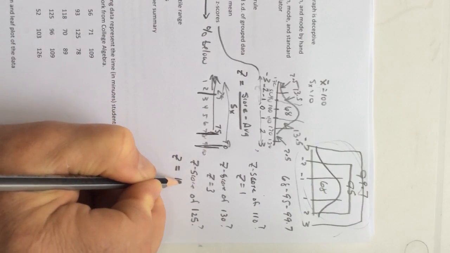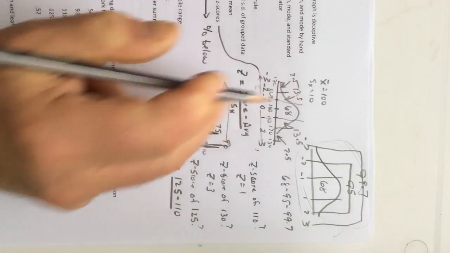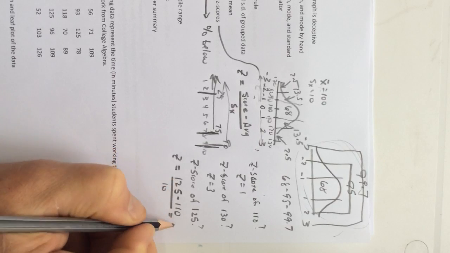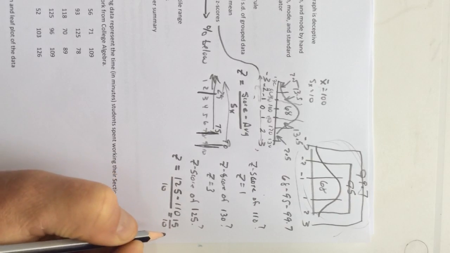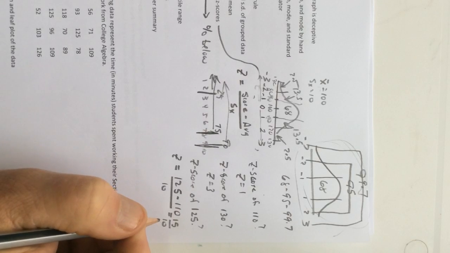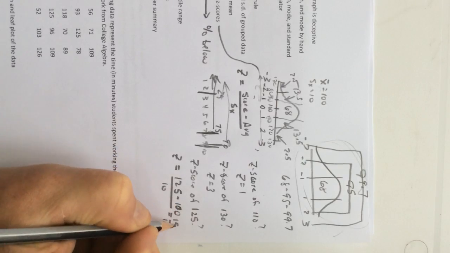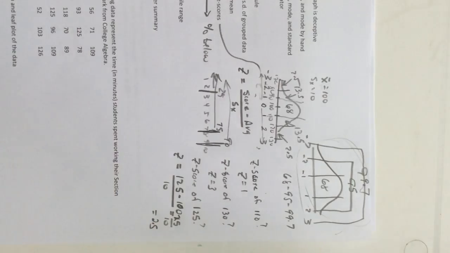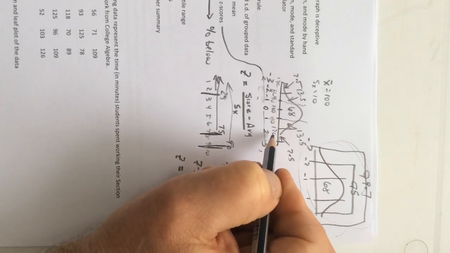So the z-score is the score minus the average divided by the standard deviation, which here is 10. So 125 minus 110 is 15. That doesn't seem right. Oh, the average was 100. So that's 25. 25 divided by 10 is 2.5. Okay, so that's how you can calculate. And I guess it is exactly halfway between the 2 and the 3, the 125.